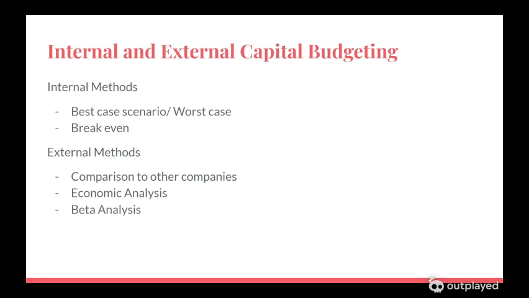External methods are comparison to other companies, trying to see what other companies are doing, how you're doing, what they are doing that is making them more profitable, and what you are lacking that is making you not profitable. Economic analysis is just seeing how the economy and the current time value are affecting your company in the long term. What do you need to do to protect yourself against that?